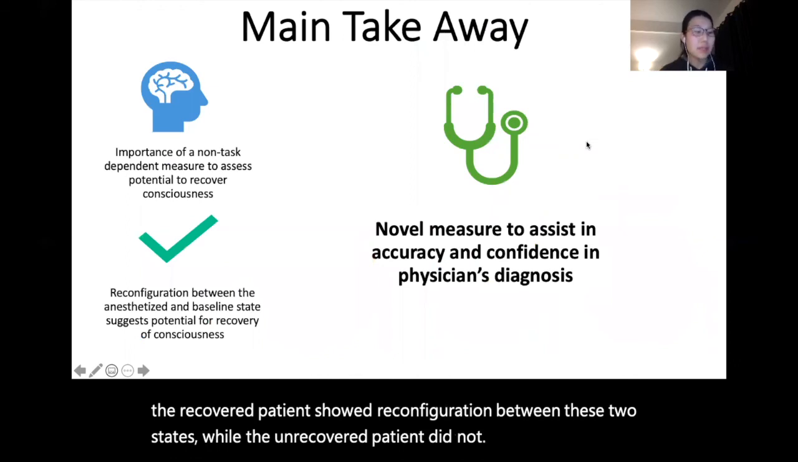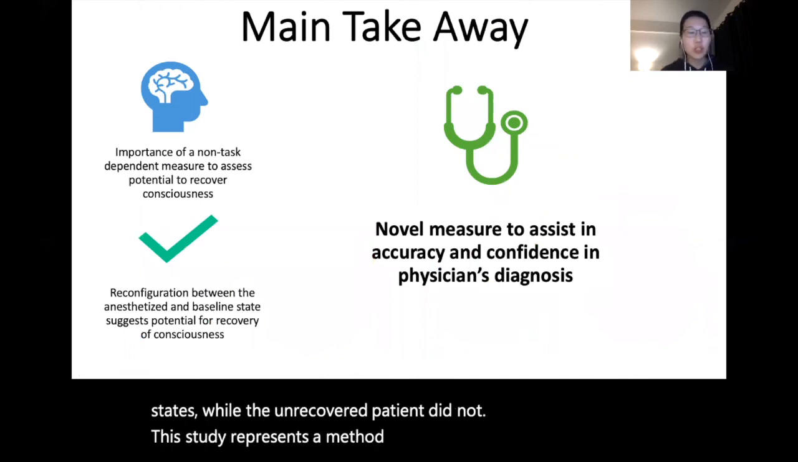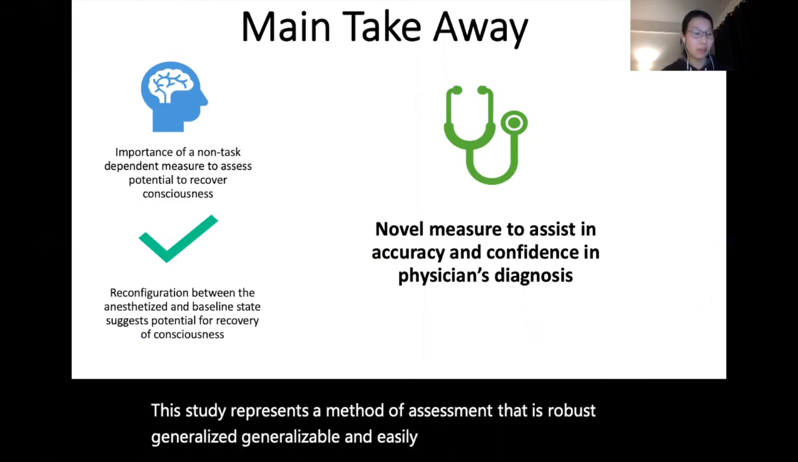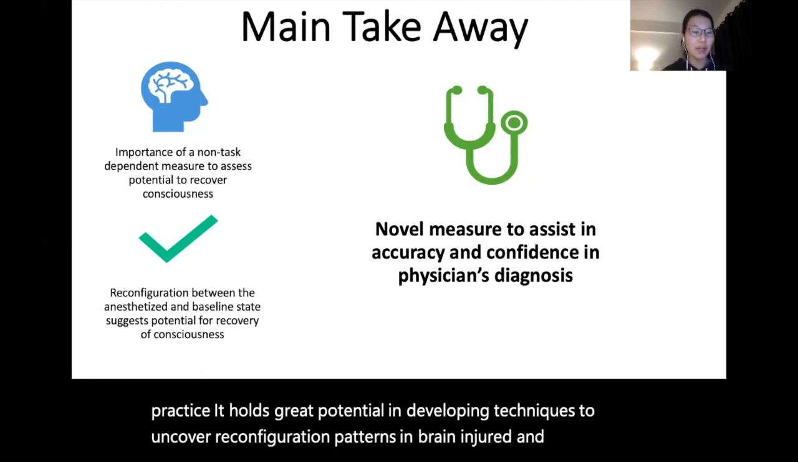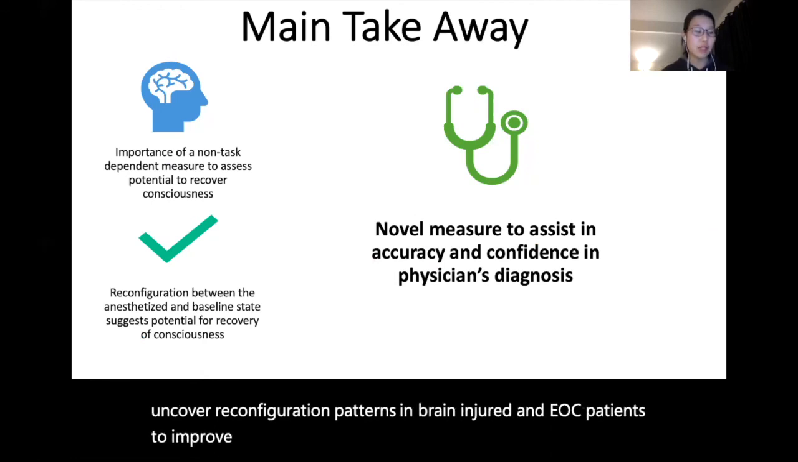This study represents a method of assessment that is robust, generalizable, and easily translatable in routine clinical practice. It holds great potential in developing techniques to uncover reconfiguration patterns in brain injured and DOC patients to improve accuracy and confidence in physicians' assessment.